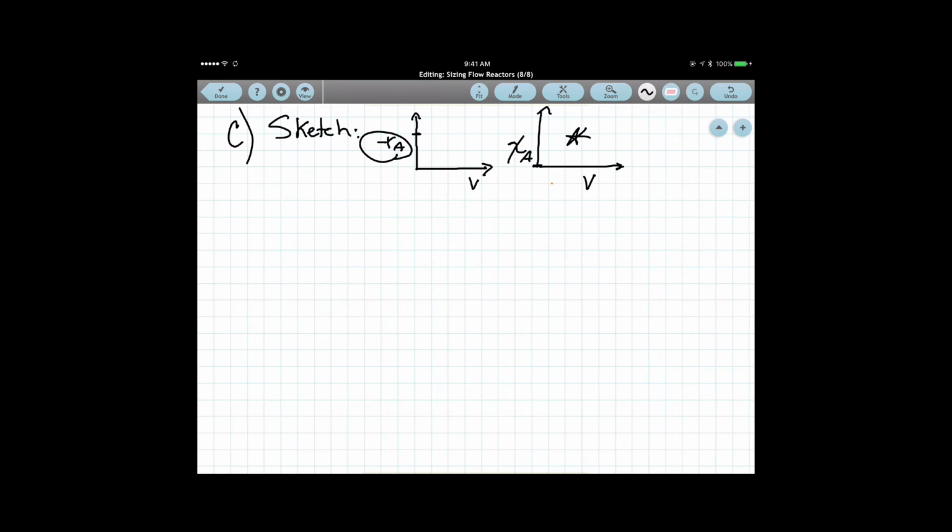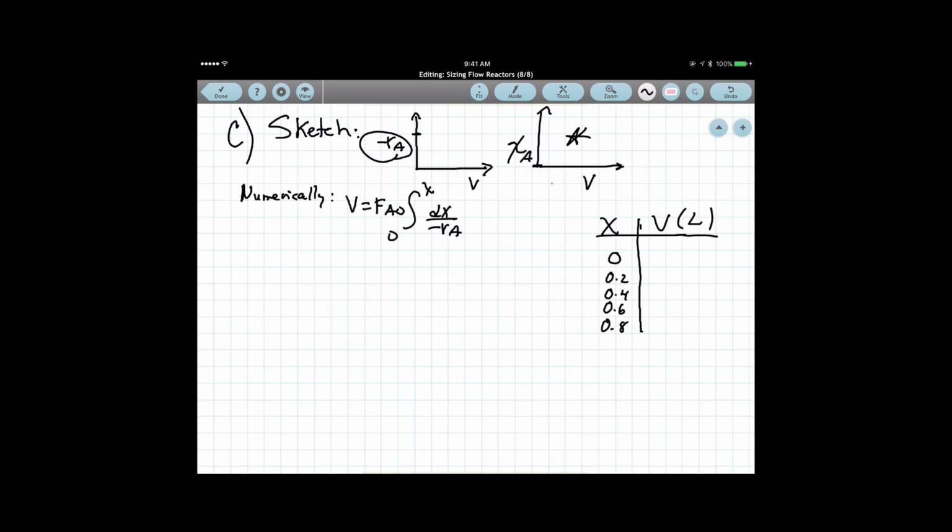So we're going to create here a data table that we're going to be filling out, and use it later for our profile. So remember, we're trying to solve numerically the volume for each of the conversions. So we have to look at what we already have. We already have from the previous example that at 0.8, the volume in liters equals 165. And the volume at the beginning equals 0. So we're trying to get these three points.